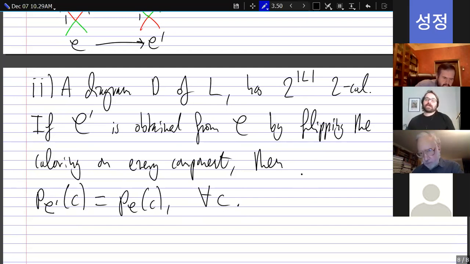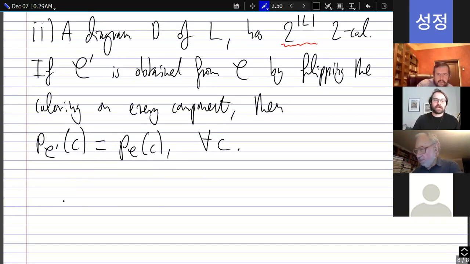So this means that although we have 2 to the number of components of the colorings, we should really only need to keep track of half of these, because if I flip all of the colors, it doesn't change the parity. And perhaps I'll have a quick example of that to really concretize the situation.